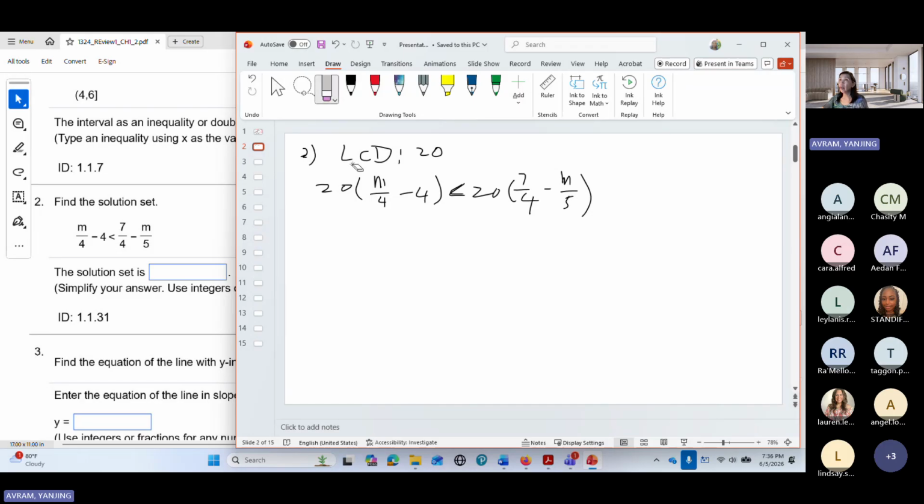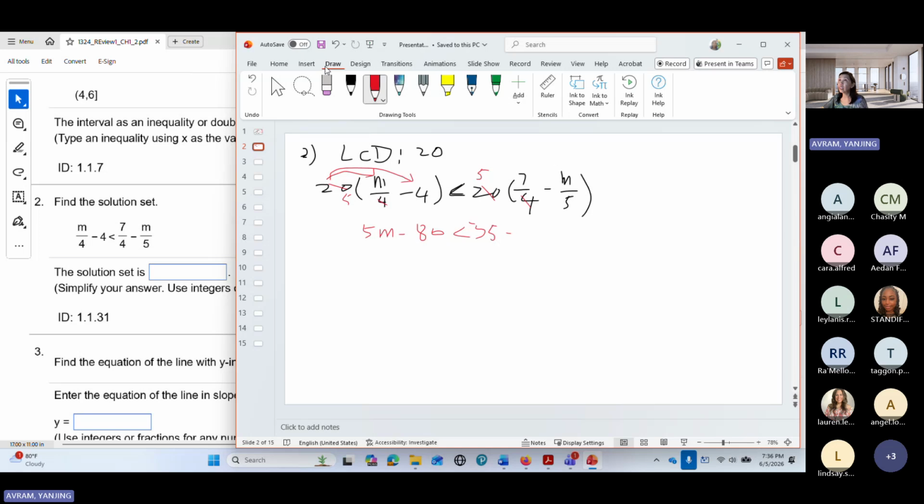Now we're going to distribute it in. Distribute the 20 to the first term, and also distribute it to the second one. When I distribute to the first one, 4 and 20 cancel out, so this will be 5, and 5 times m will be 5m. The second one, I don't have a 4 in the denominator, so I distribute 20 to the 4. 20 times 4 will be 80. Similarly, 20 divided by 4 will be 5, and 5 times 7 is 35.